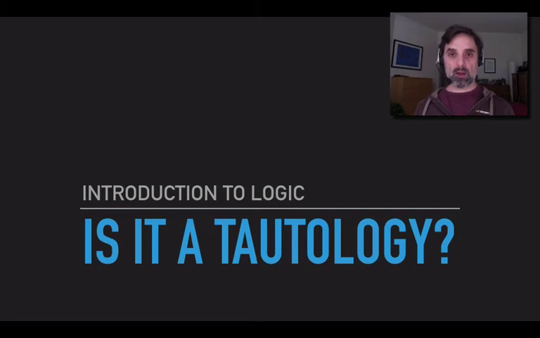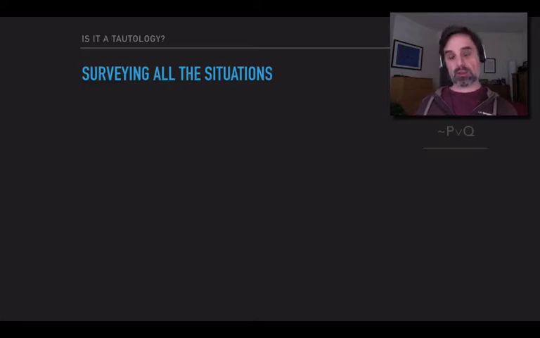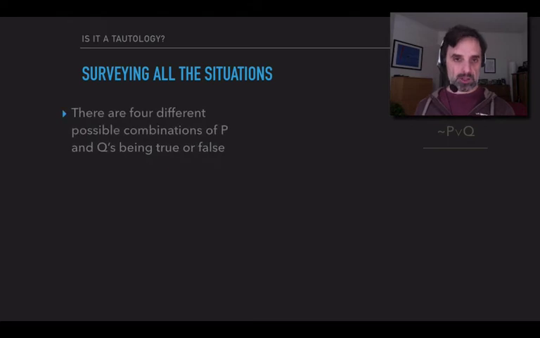So we're finally ready to start to answer the question, is it a tautology using a truth table? So let's get to it. Let's consider the sentence not P or Q. What we have to do is survey all the situations.